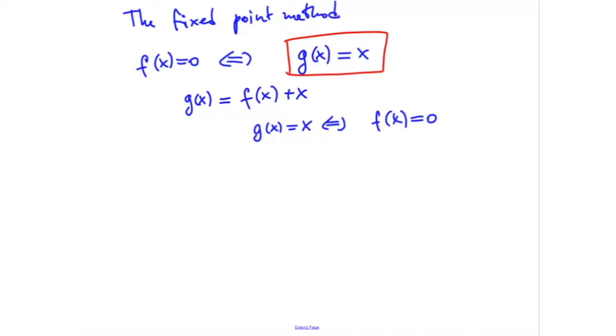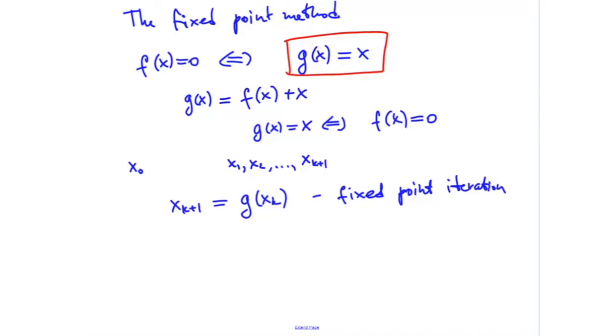And the iteration that we will consider for this equation is the following. We start with some point x0. Then we generate a sequence of points x1, x2, and so on, where xk plus 1 is expressed through the previous x, which is xk, as follows: xk plus 1 is equal to g of xk. This is what we call a fixed point iteration. Why is it called a fixed point iteration? Because a point where g of x is equal to x is called a fixed point.